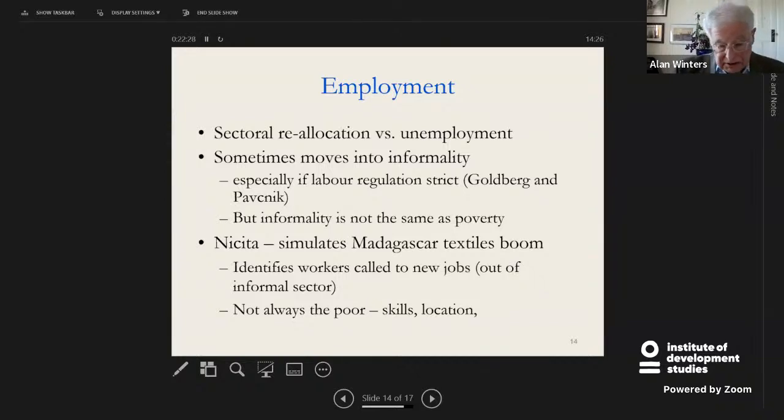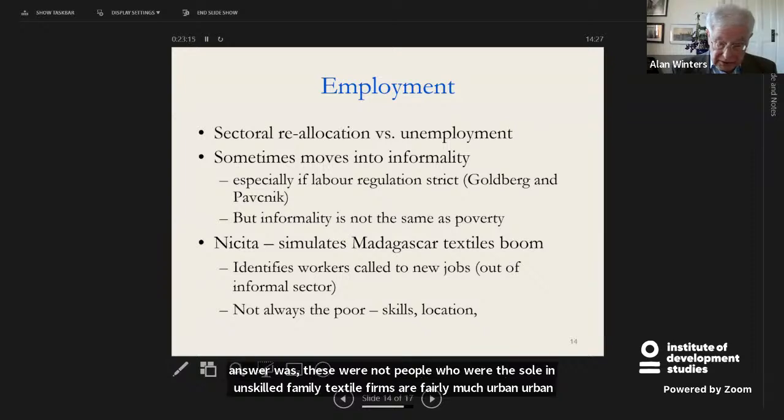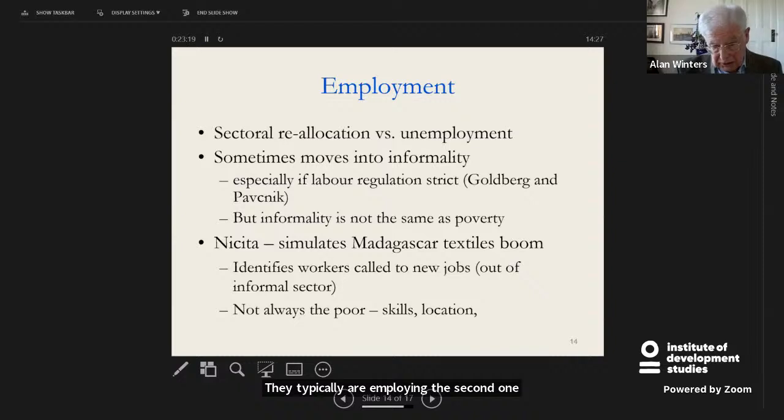I can talk a little bit about employment. Just let me say, finally, if you go back to that model with horizontal labor supply, you always get more labor. The question is, who gets the new jobs? A very interesting study, now quite old, by Alejandro Nicita, simulated what happens in Madagascar if there's a boom in the textile sector. He said, well, I presume that they'll employ more people of the sort that they employ now. And when he looked at the people they employed now, the answer was these were not people who were the sole earners in an unskilled family. Textile firms were fairly much in urban areas. They typically were employing the second workers out of households, and often these were households that were quite well off because the primary worker was doing rather well.